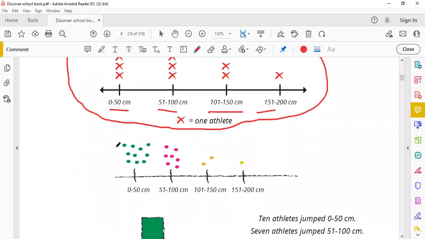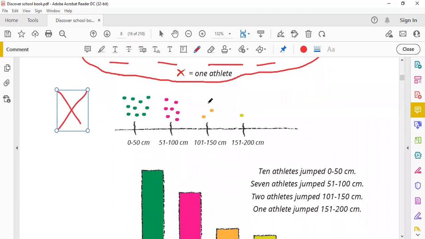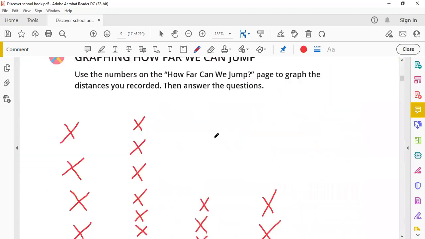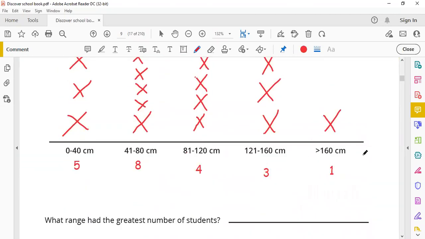Now we can write the numbers using these dots, but we didn't use them. We can write the numbers using this bar chart, but we didn't use it. We use the graph. Here's the graph. Can you see the graph? Yes. What is the number here? 5. The number is 5. That's simple.